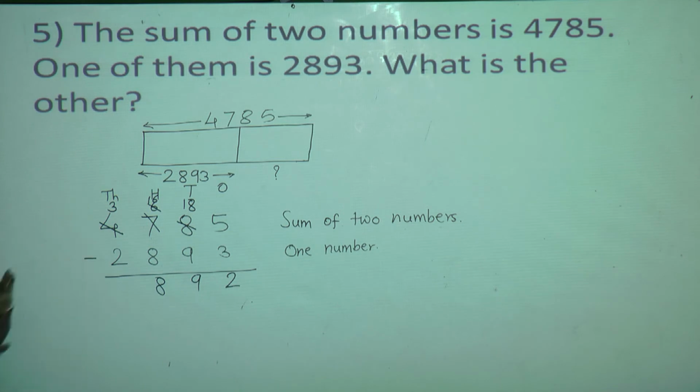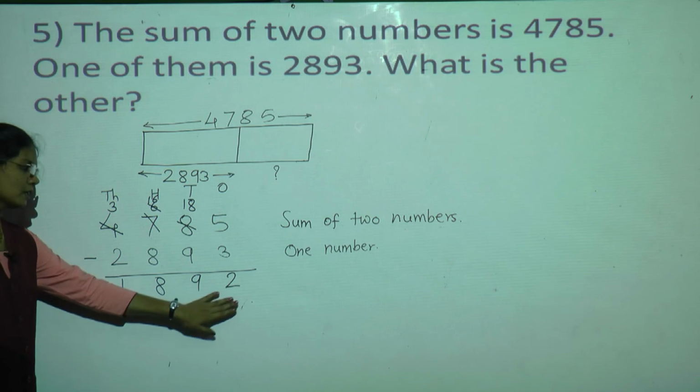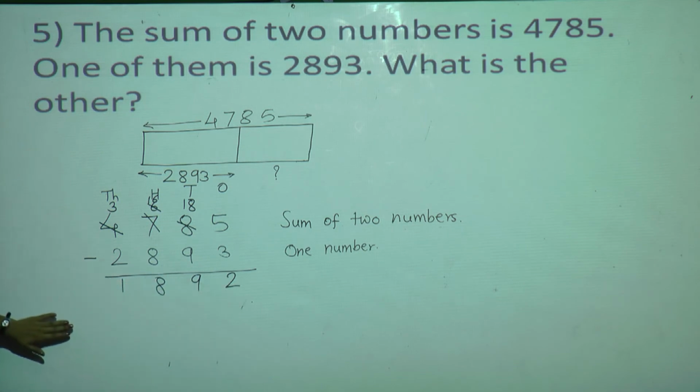Then move to the thousands place. Here 3 is there, here 2 is there. 3 minus 2 is equal to what? 1. So write 1 at thousands place. So what is the other number? The other number is 1892.